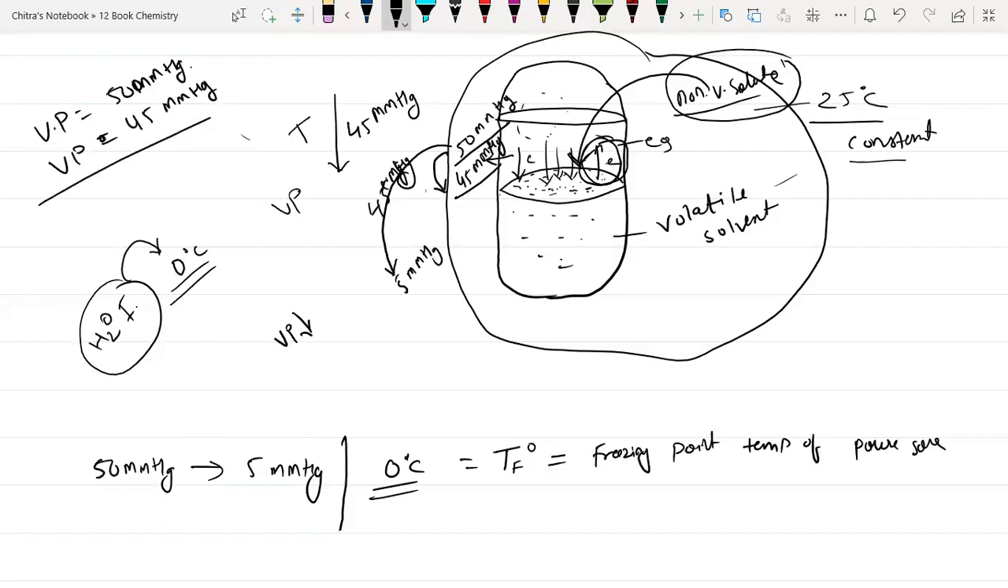So what is the difference? The change in vapor pressure is 5 mmHg, right? Right, everyone? Yes, sir. Okay.